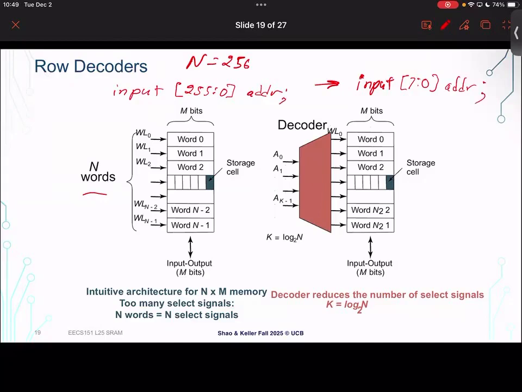Don't forget the semicolons, of course. And so now we can just have an 8-bit address to select between these 256 different words. Right? So this is very nice. We've reduced the number of select signals from n to log base 2 of n. And it means we can have very deep SRAMs with many entries.